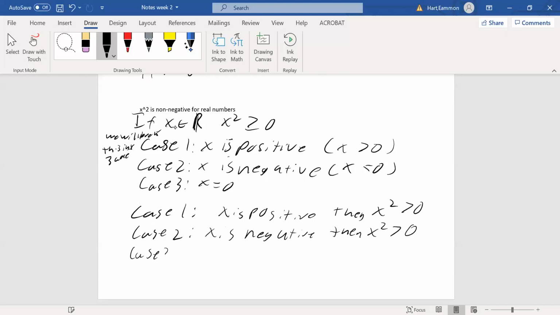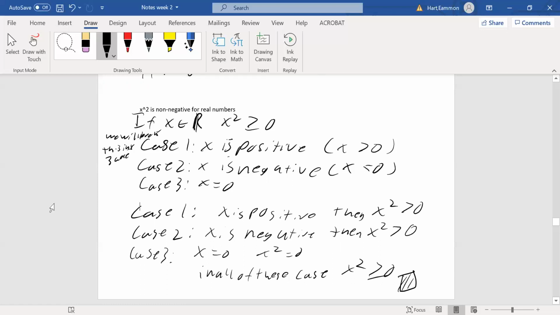And case 3, if x is equal to 0, then x squared is equal to 0. In all of these cases, x squared is going to be greater than or equal to 0. Therefore, we have proven what we want to prove.